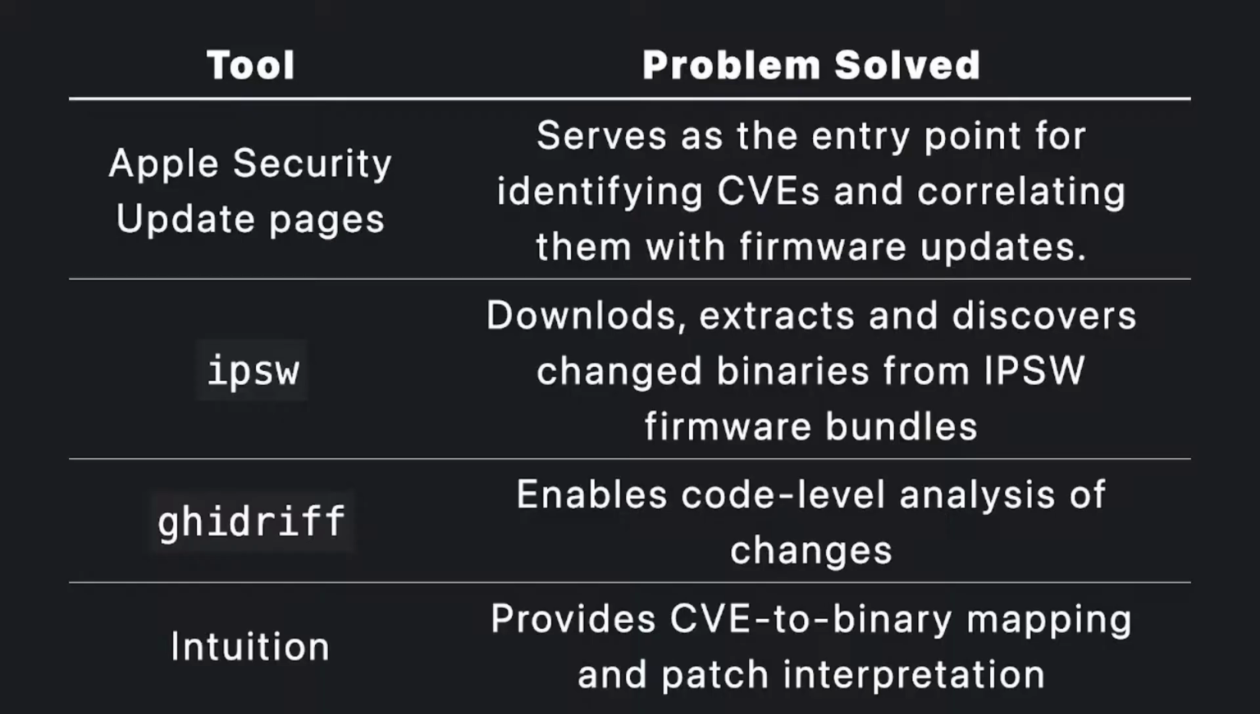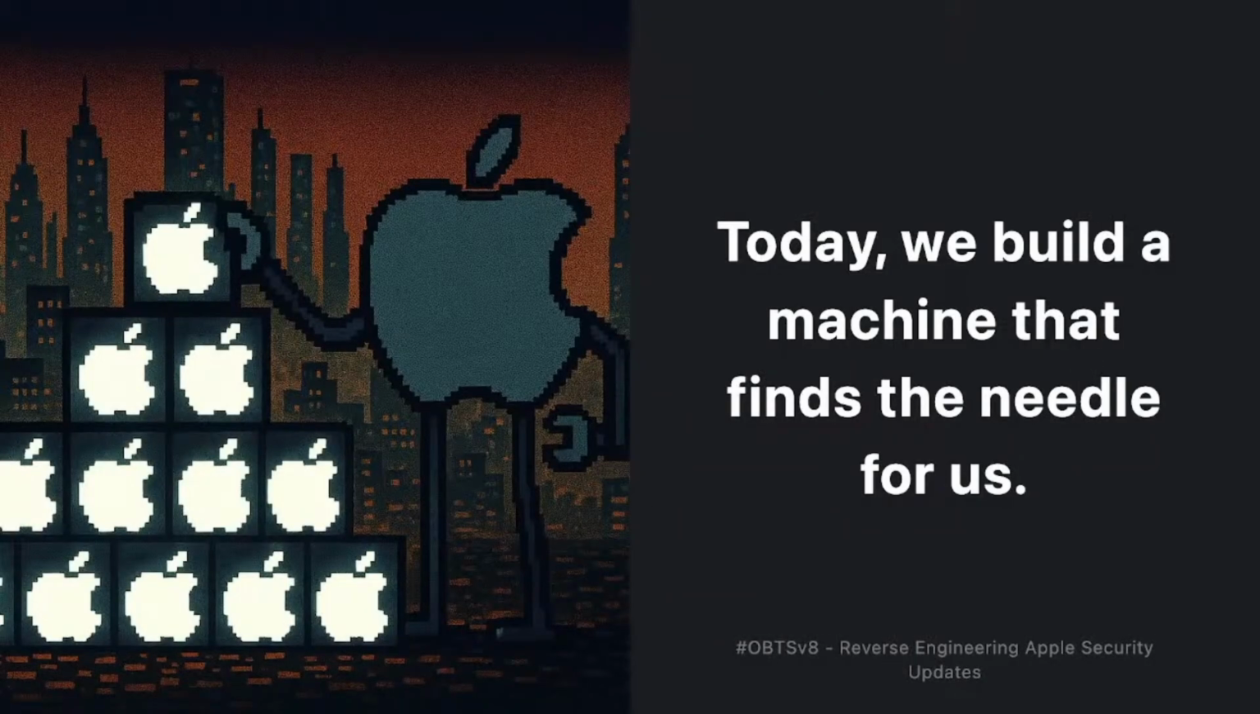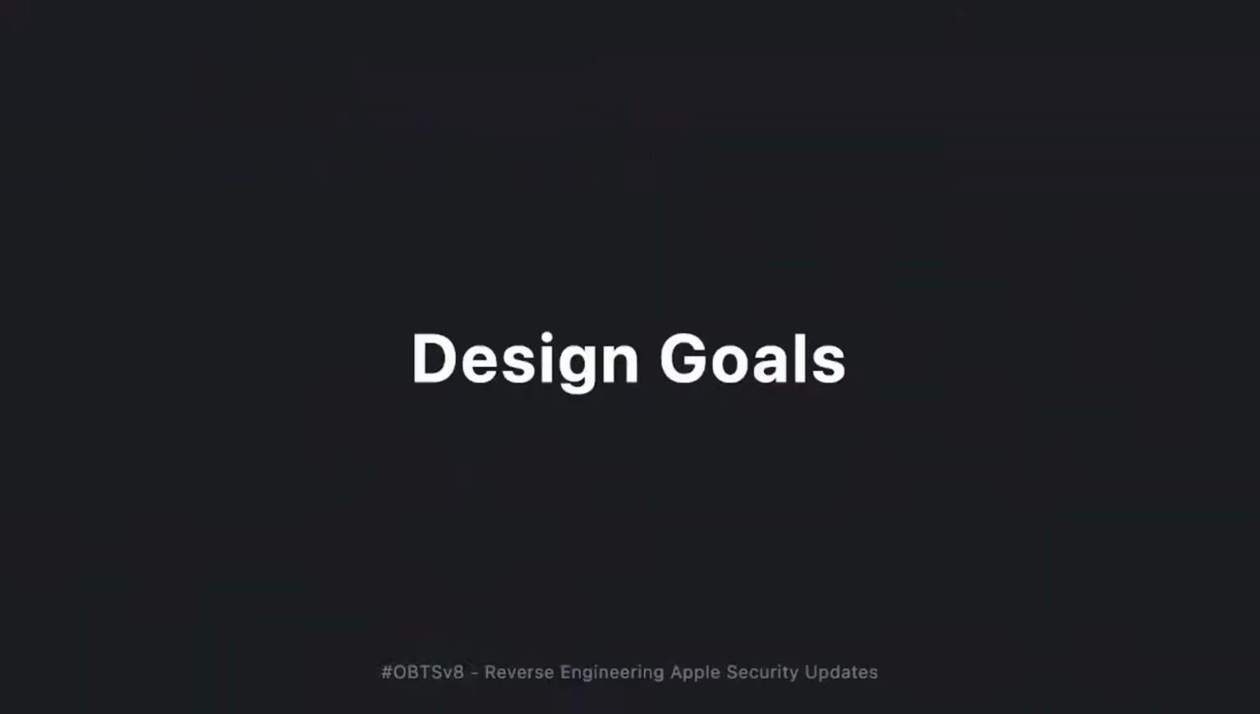In this case, it was grep. And then we used our patch interpretation. In this case, it was Ivan's report from Project Zero. So that was the old way of doing that. And today I want to show you how we can build a machine that helps us do that intuition piece using some generative AI. And so we're going to build a machine that does this for us.